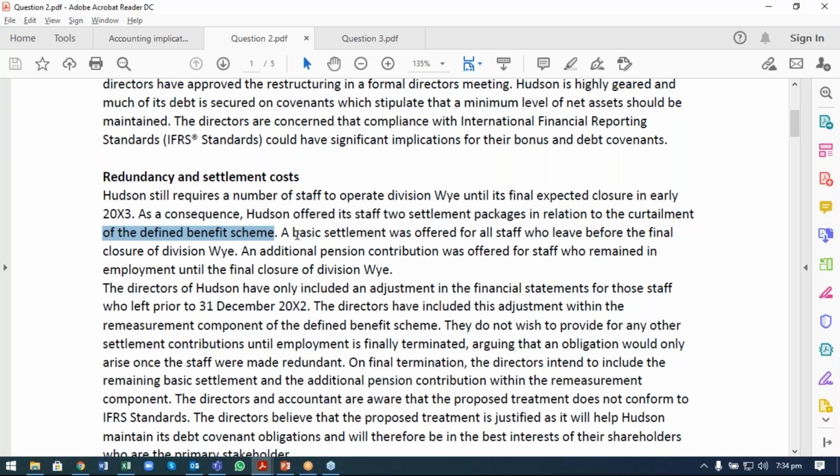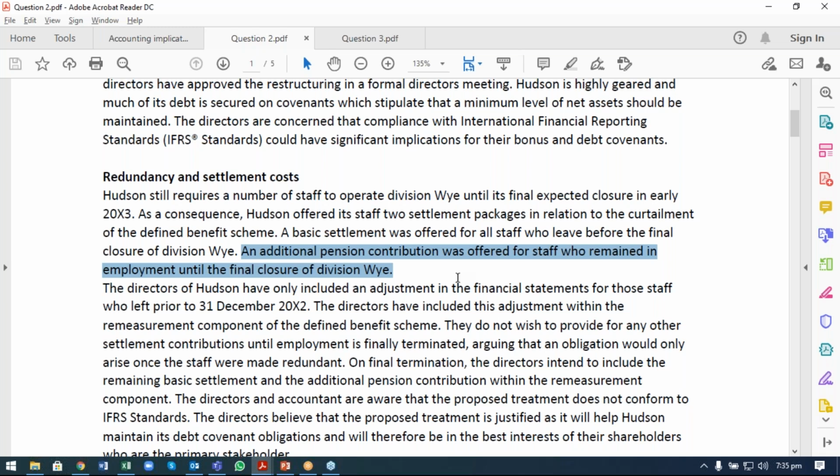this Y department. A basic settlement was offered for all the staff who leave before the final closure of division Y. So the company has offered all the staff that if they leave before the final closure to pursue some other job, they will be given a settlement based on their defined benefit scheme. An additional pension contribution was offered to staff who remained in employment until the final closure of the Y division. There is an additional contribution committed to those employees who remain in employment until division Y is closed.